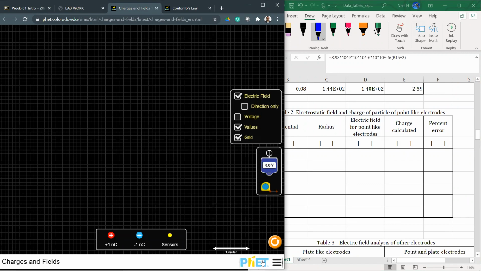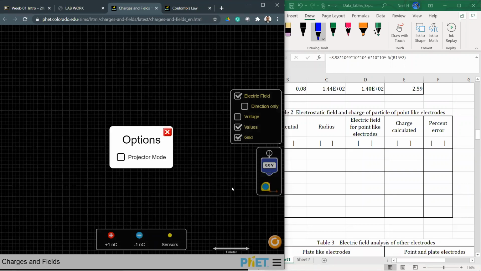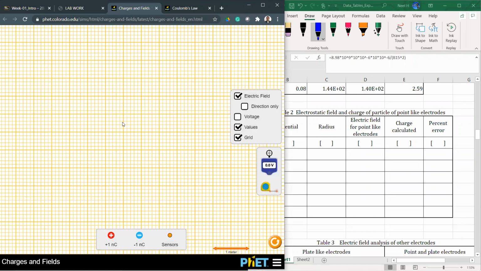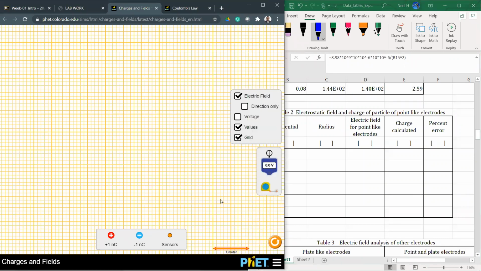If you bring the cursor on top of the PhET letters and click once, you will see an options icon here. Click on that, and then you will see the projector mode. Just click on that. If you click the projector mode, the black color changes into a white yellowish color, and then I can clearly see the graph sheet. That graph sheet is important because our plan is to measure the voltage at different locations around the charge particle, okay? All right, so any question?